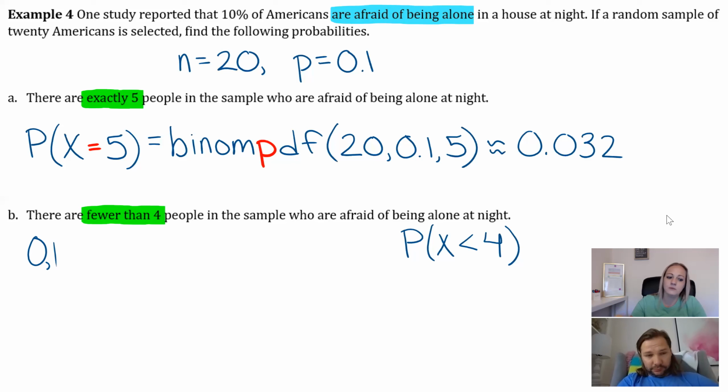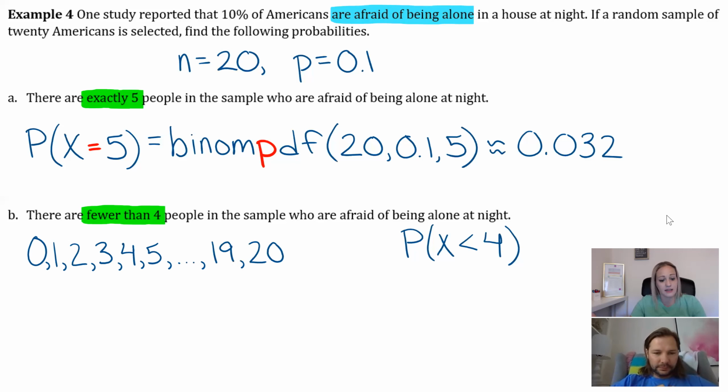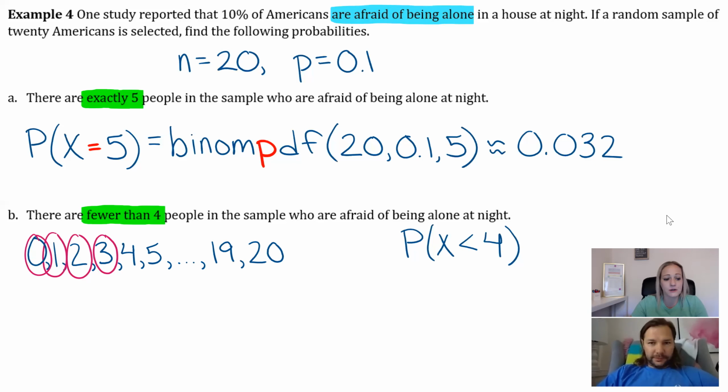So what I'm going to do is write out all of my possible outcomes here. And you may or may not find this necessary to do. You might be able to just think about it in your head and come up with how to rewrite this. But if you're more of a visual person, this might help you. So our possible outcomes are 0, 1, 2, 3, 4, 5, all the way up to 20. So we want the outcomes where x is going to be less than 4. So we want the outcome of 0, 1, 2, or 3.